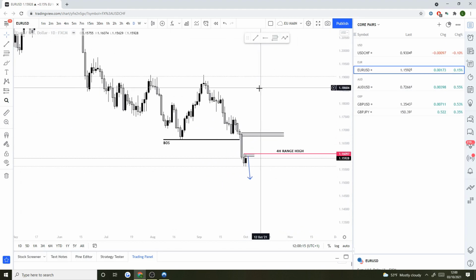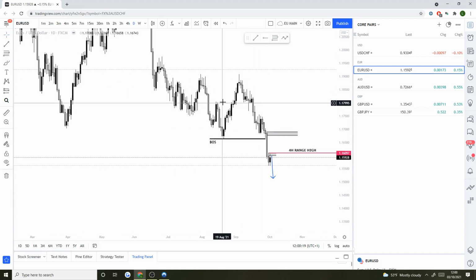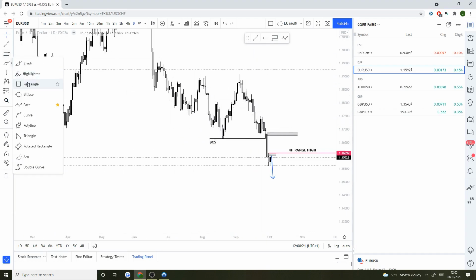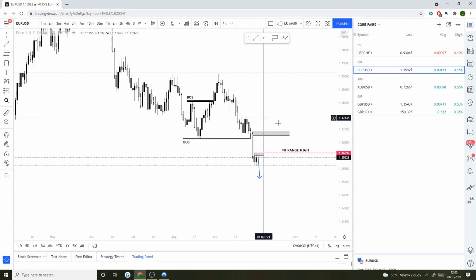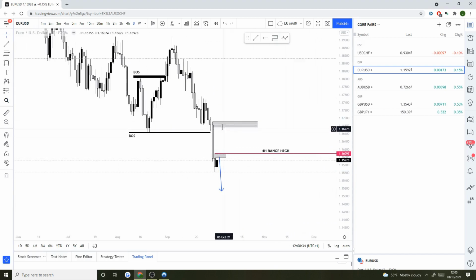Now on Euro USD, what we've had is a break structure to the low. Now we did have, before this, break structure to the high, and I was actually looking at potentially taking buys to go higher, but that's not happened, and we've just completely violated that thesis to go down to the low now. So what I'm really expecting is just a continuation to the low.